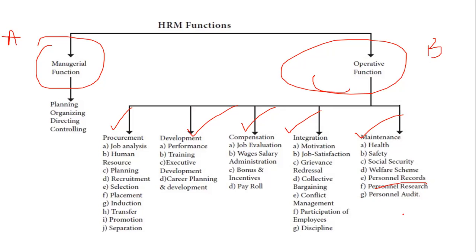Second is development, where you are developing your people in the form of performance training, executive development, career planning, or career development. So all this takes into consideration the aspect of development. Then after development, obviously you have to compensate them. You have to ensure that you are giving them certain incentives. You're trying to work out for them.